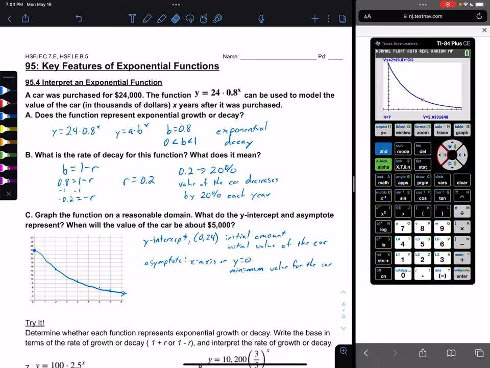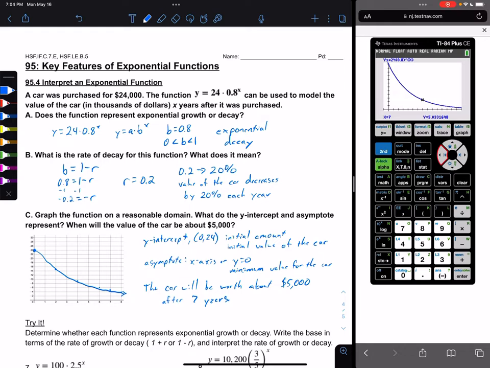So when will the value of the car be about 5,000? We can say that the car will be worth about 5,000 after 7 years, not in. We don't know what year we bought this in. The car will be worth about 5,000 after 7 years. It's not 7 years exactly, but an approximation is fine here. So that would be it.